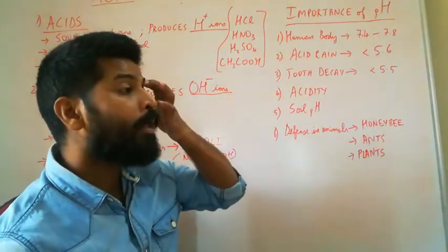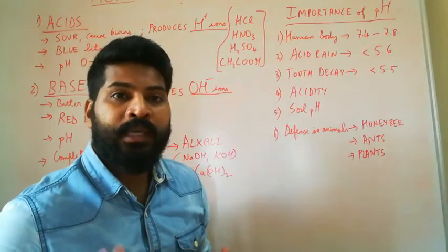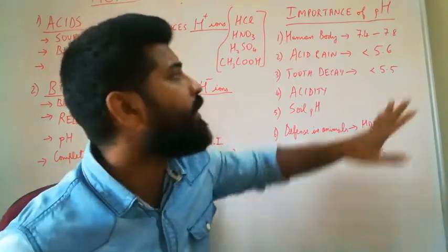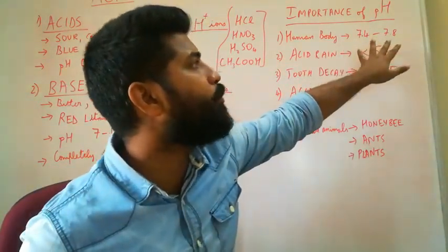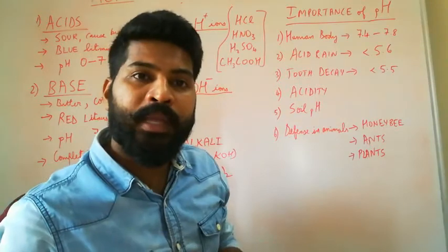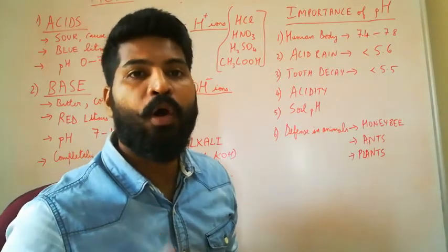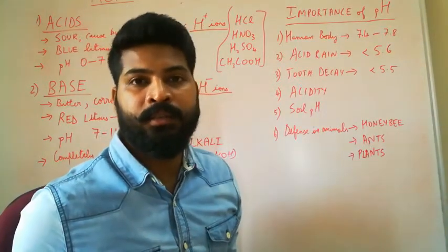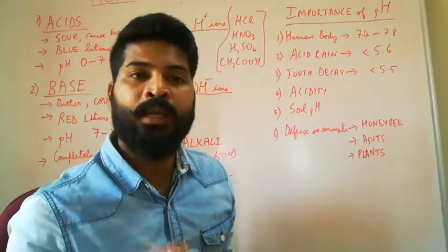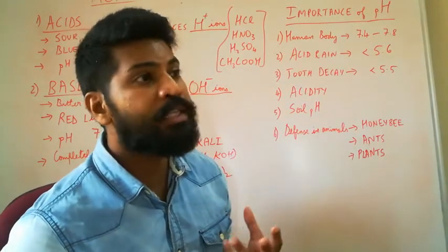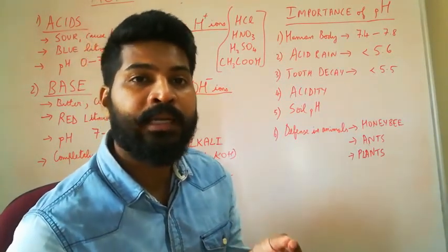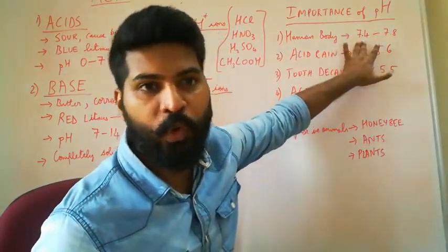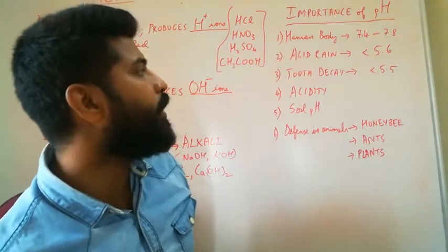For example, the pH inside the human body has a very narrow margin, that is from 7.4 to 7.8. So if the pH falls below this or above this number, it could damage the entire organs and tissue system inside the body. The pH of blood is also slightly alkaline, that is around 7.4. So that is very, very important.